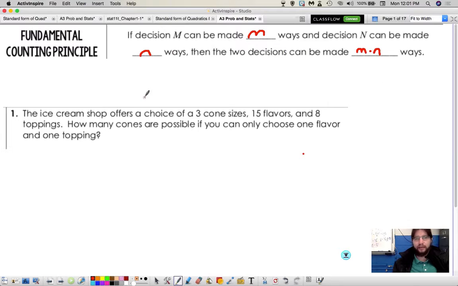So for instance, you've got 5 pants and 10 shirts. Well, if you're just making outfits from those, for the first pair of pants, you've got 10 options. For the second pair of pants, you've got 10 options, and so on. So if you do 5 times 10, that's 50 different options. That's all the fundamental counting principle says.